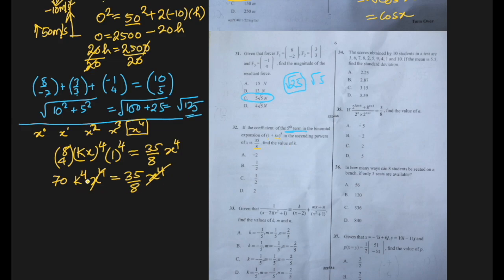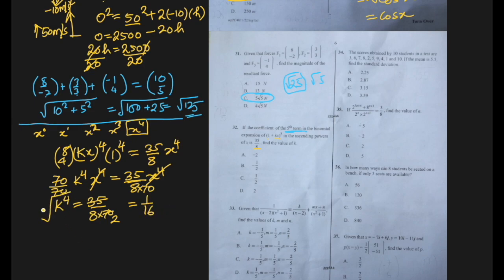And they say find the value of k here. So k to the power 4 stays here, but 35 over 8 and this 70 will divide 70 here, and this 8 will also multiply with 70. That is equivalent to dividing by 70. So it becomes 1 over 16.